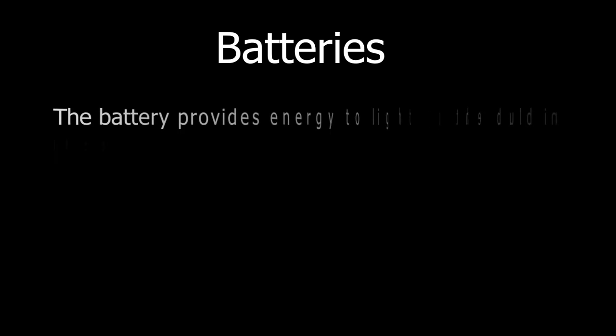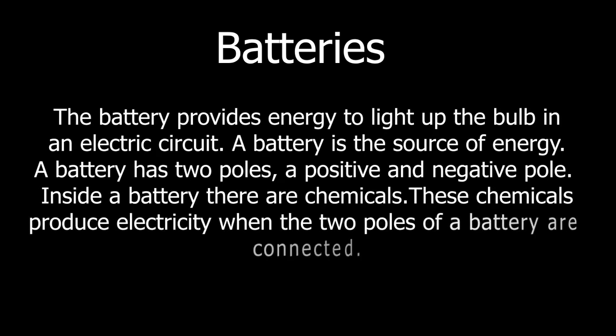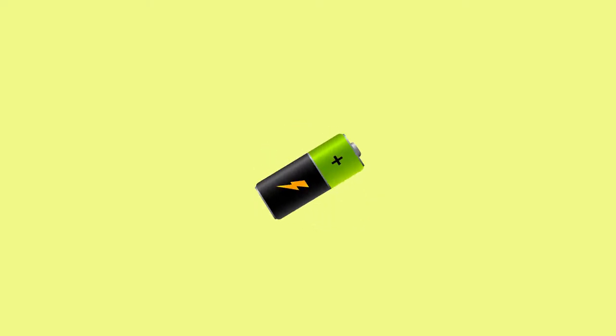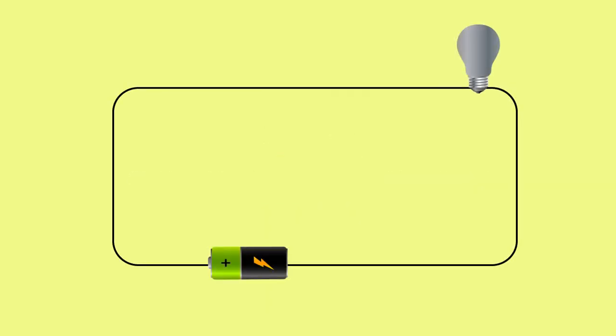Batteries. The battery provides energy to light up the bulb in an electric circuit. A battery is the source of energy. A battery has two poles, a positive and a negative pole. Inside a battery there are chemicals. These chemicals produce electricity when the two poles of a battery are connected.